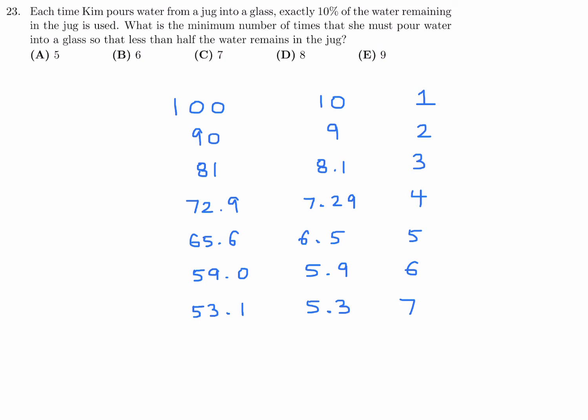After that, 53 minus 5.3 is 47.8. And at this point, less than half of the water is in the jug. And it took 7 times. 7 times she had to pour water into a glass for that to happen. So number 23, the answer is C.